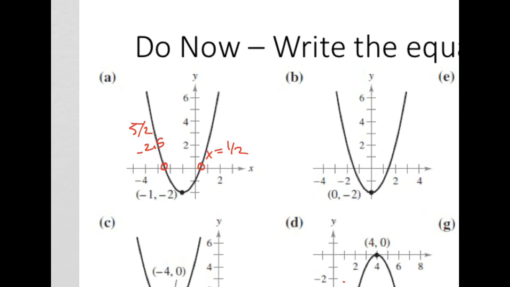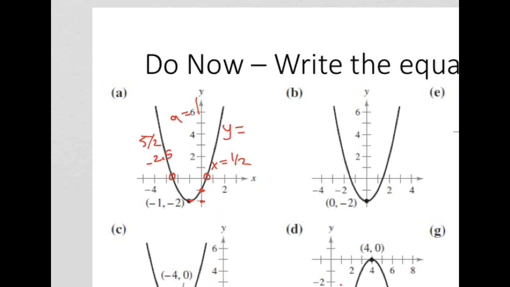But let's figure out our scale, see if we have a dilation in here. If I go over 1 from my vertex, I should be going up 1. Am I? I am, so that tells me that a is 1, because 1 squared is 1. So this function is going to be y equals x minus 1/2 times x plus 5/2.